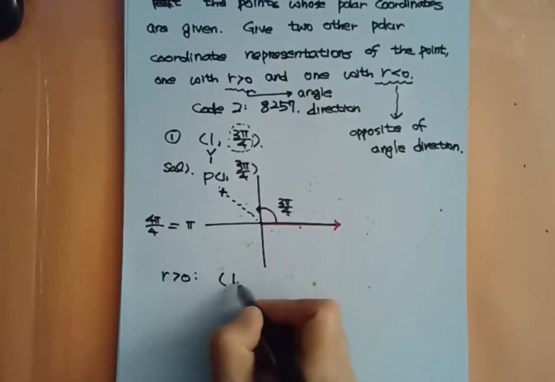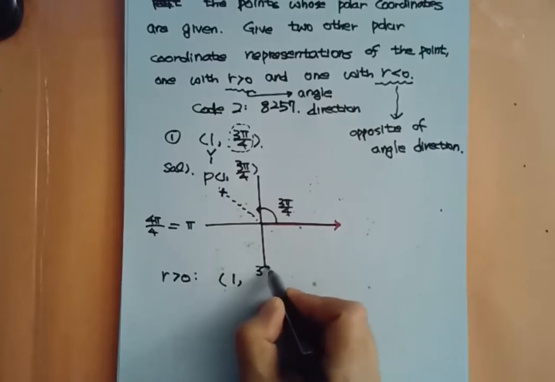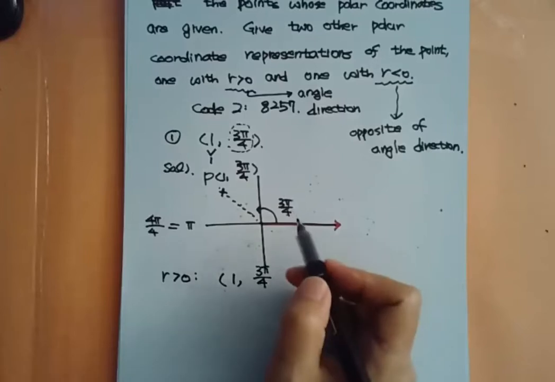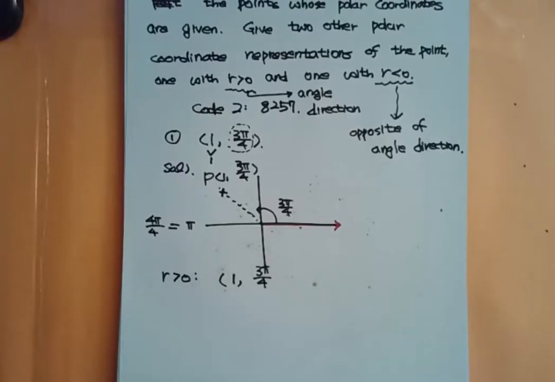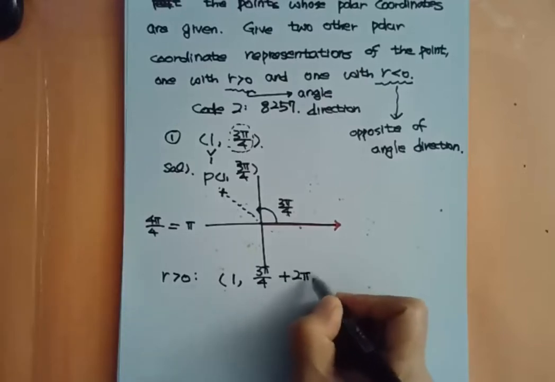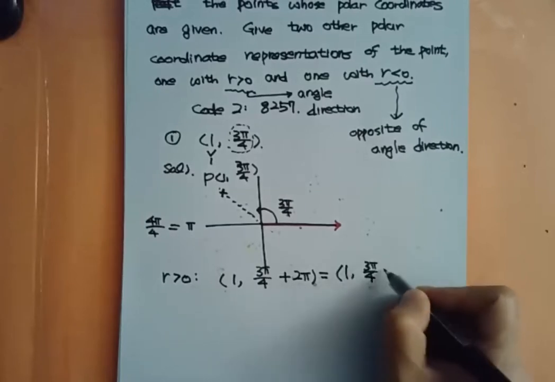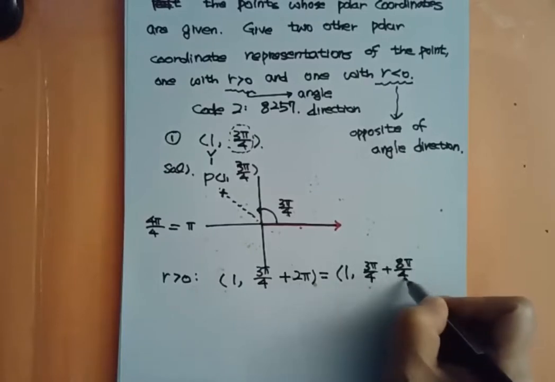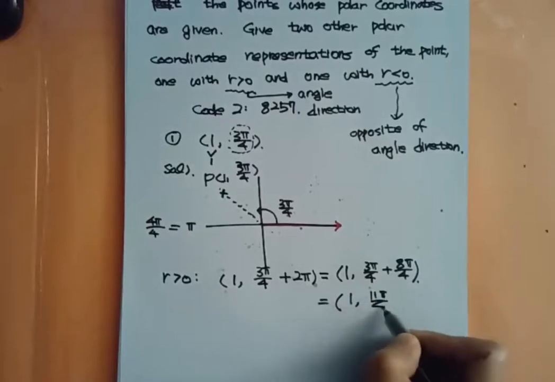then of course I will copy the same r, and when we represent the angle, as long as that is a coterminal angle, it is okay. So you can add 2 pi or subtract 2 pi or any multiple of 2 pi. So I will just add 2 pi. Then it becomes 1, 3 pi over 4 plus 8 pi over 4. So it becomes 1 and 11 pi over 4.